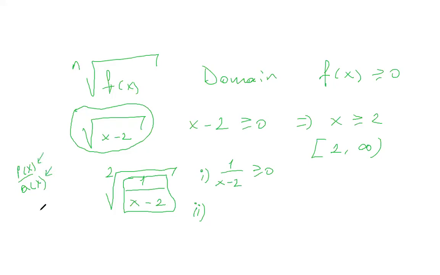Px over qx, to be defined, qx must be different than 0. When I check my question, 1 over x minus 2, so x minus 2 must be different than 0. So here there are two cases. First case, second case. How can 1 over x minus 2 be greater than 0? It's clear that x is greater than 2, as we did before. But here, how can x minus 2 be different than 0? x is different than 2.